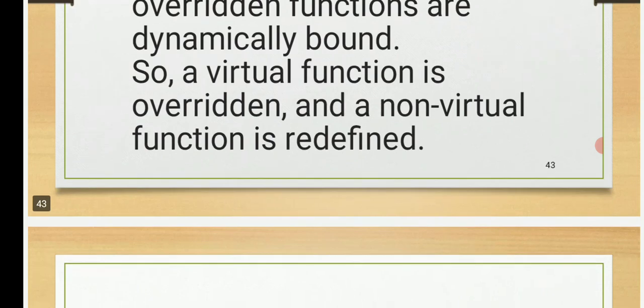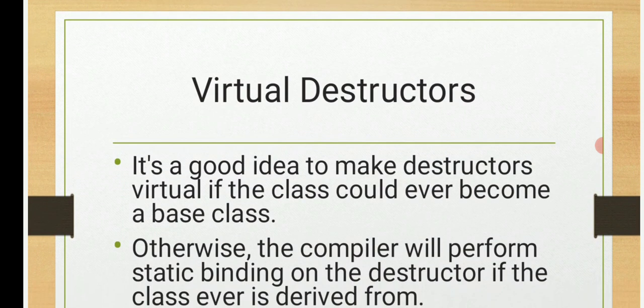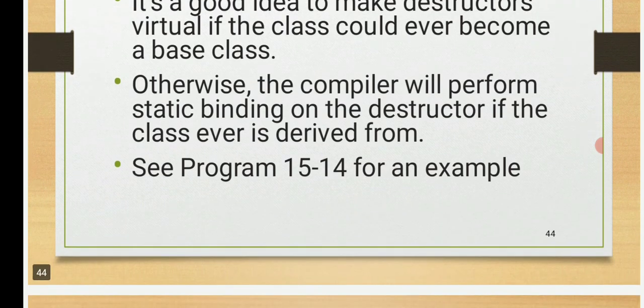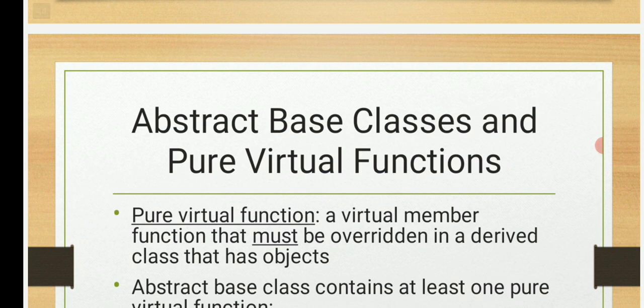Right. So next one is virtual destructor. It is a good idea to make the destructor virtual if the class could ever become a base class. Otherwise, the compiler will perform static binding on the destructor if the class is ever derived from. Right. Next, abstract base classes and pure virtual functions.